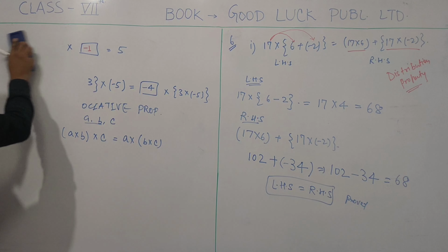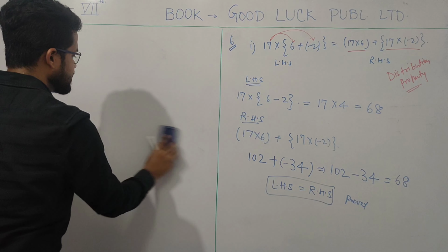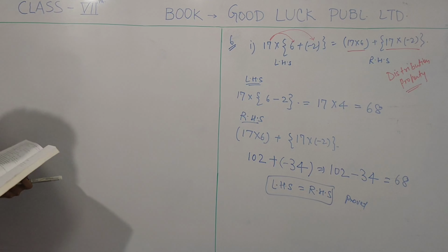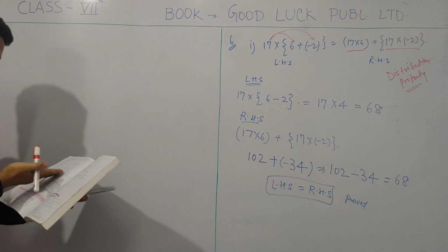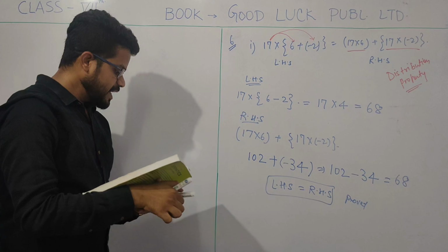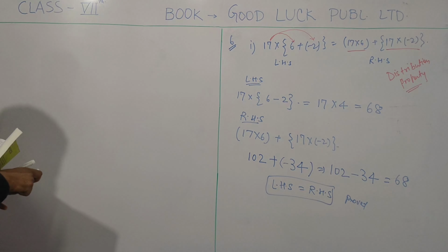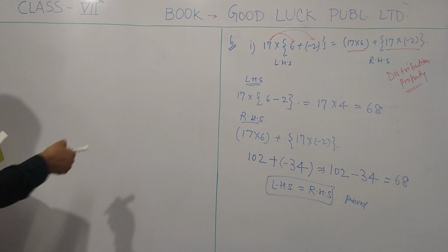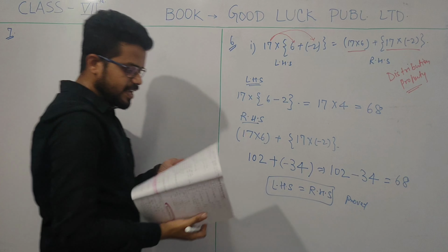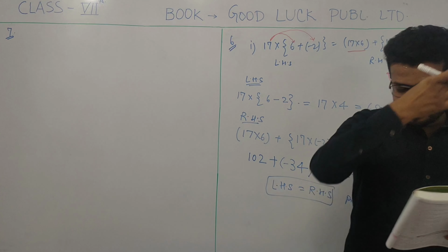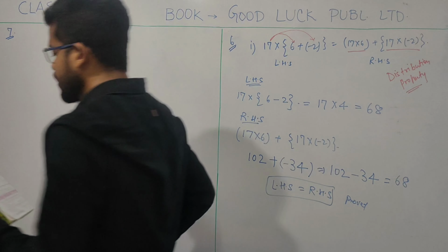Question number 2 is your homework. A similar question to what I did here. So a similar type of question is question number 2. Do it at your home. Now question number 7. Find the values using suitable properties.